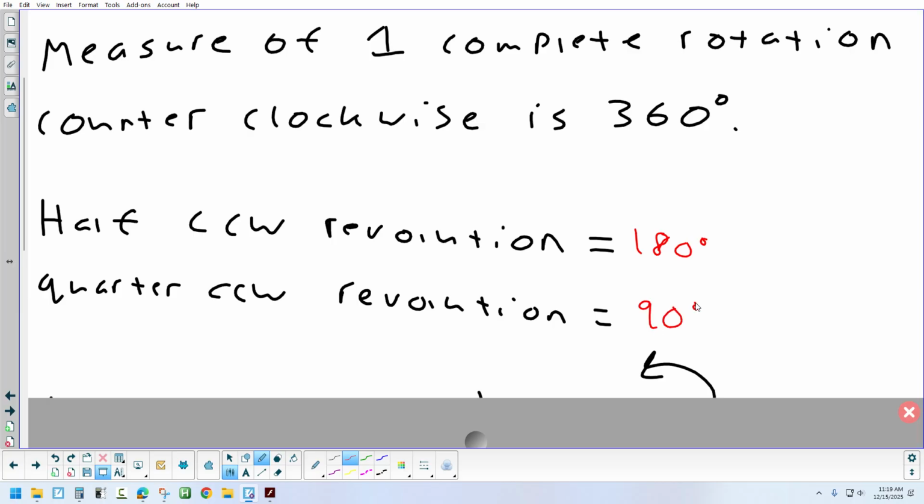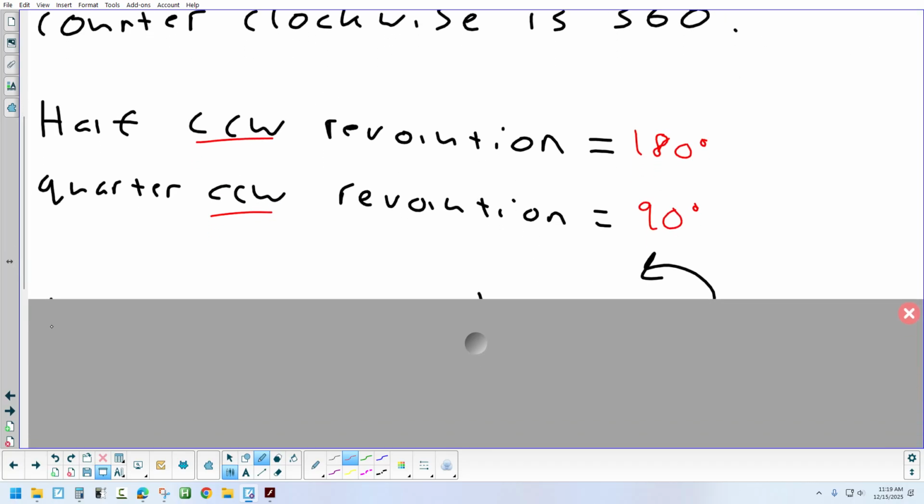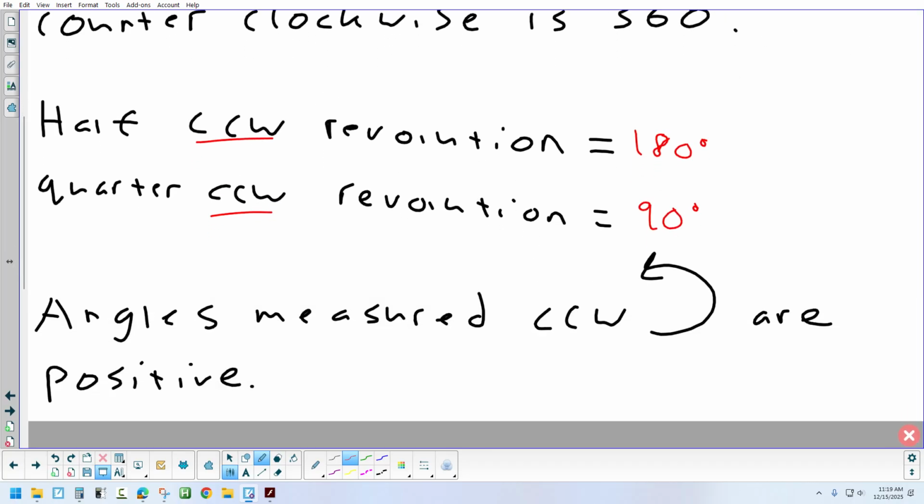So notice each time I said counterclockwise. If you go counterclockwise when you measure an angle, then that is positive. And we said if you go clockwise, then the angle would be negative.